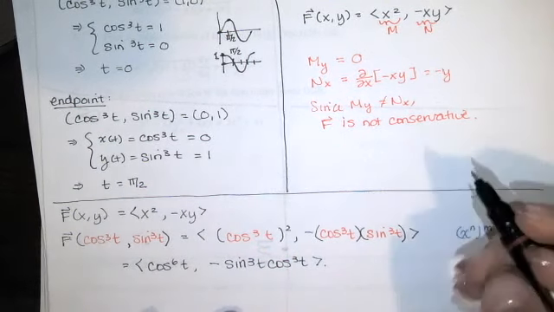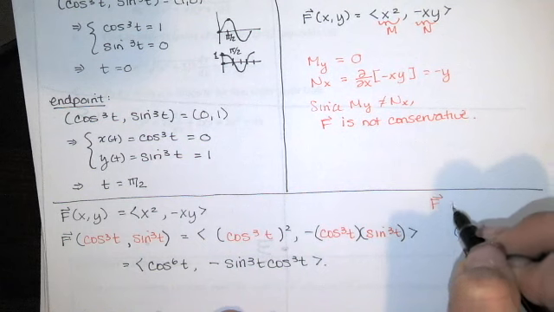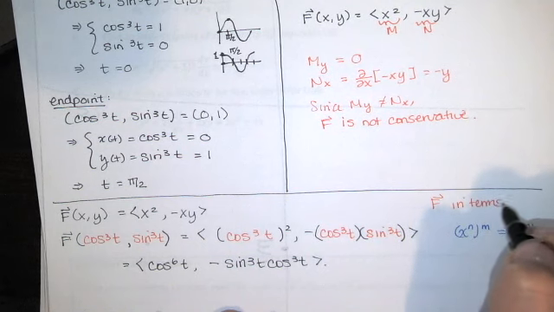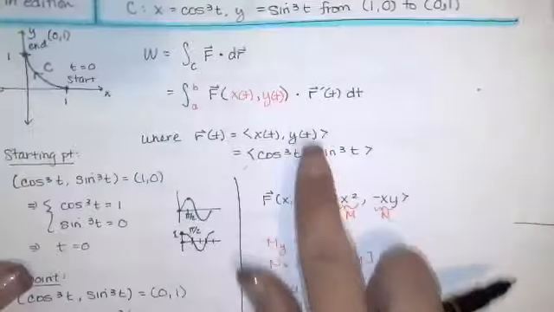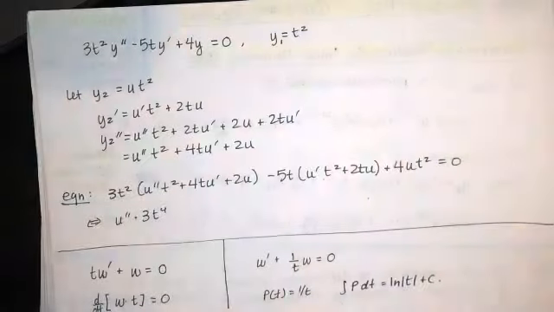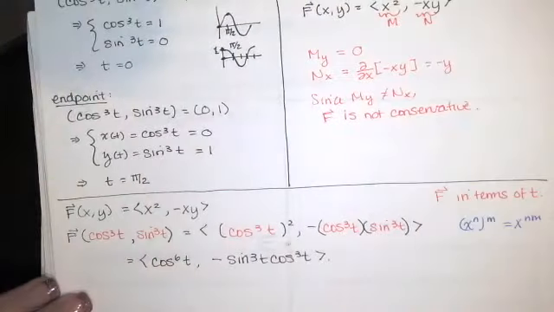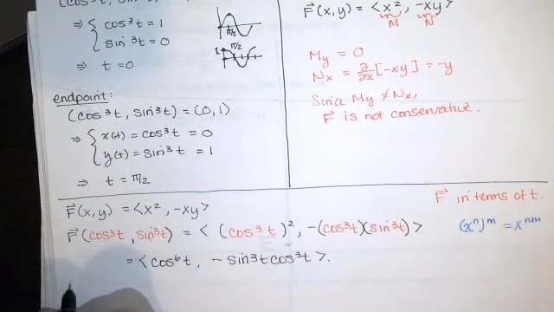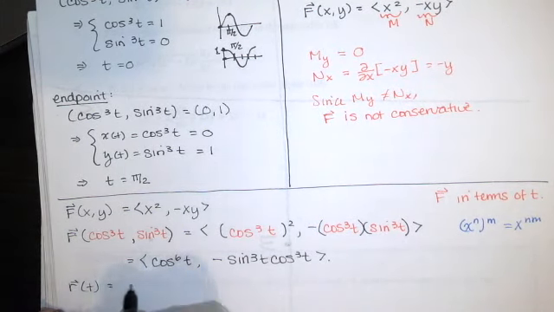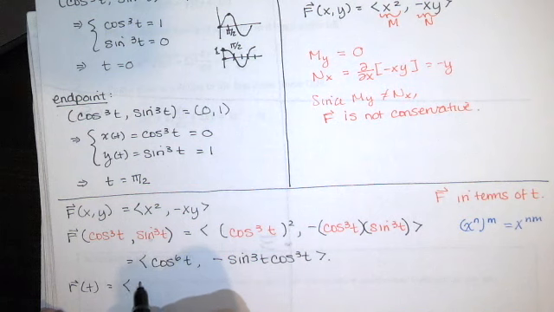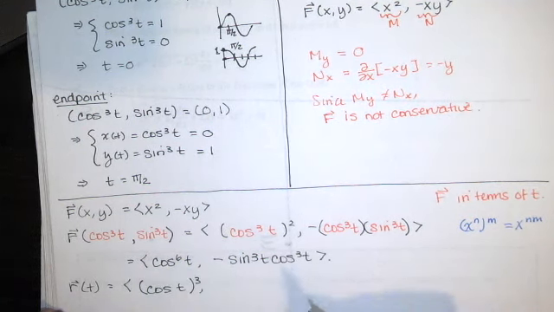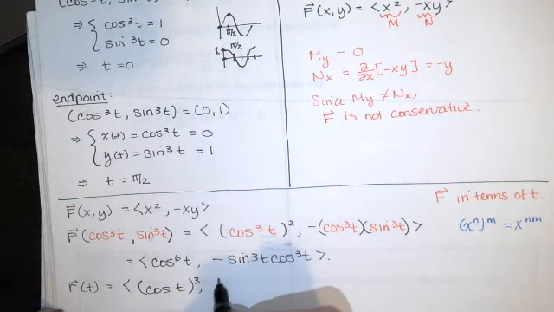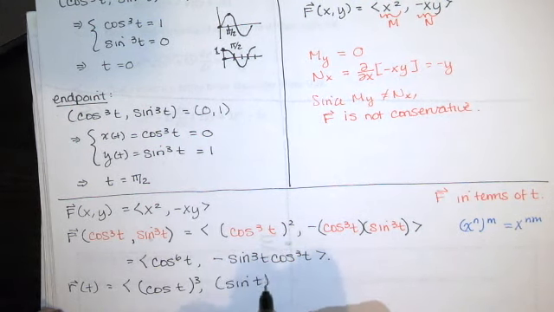Okay, so that gets us f in terms of t. Now, once we have f in terms of t, we need to compute r prime, and then we'll take the dot product. Now, r may need to be rewritten first, just to make it a little bit easier to take that derivative. Cosine cubed t is cosine of t, quantity cubed. And sine cubed t is sine of t, quantity cubed.